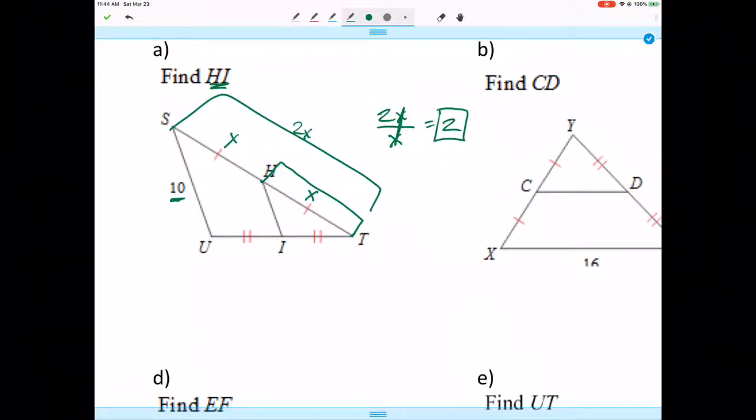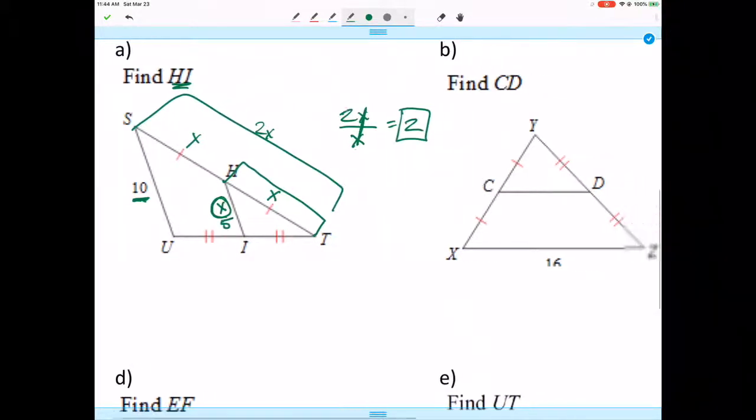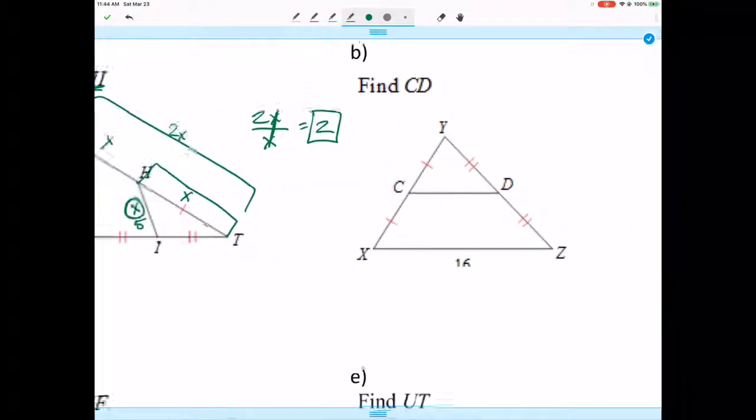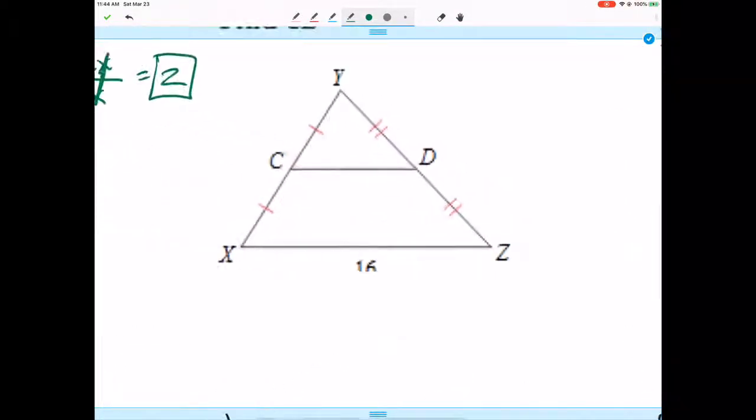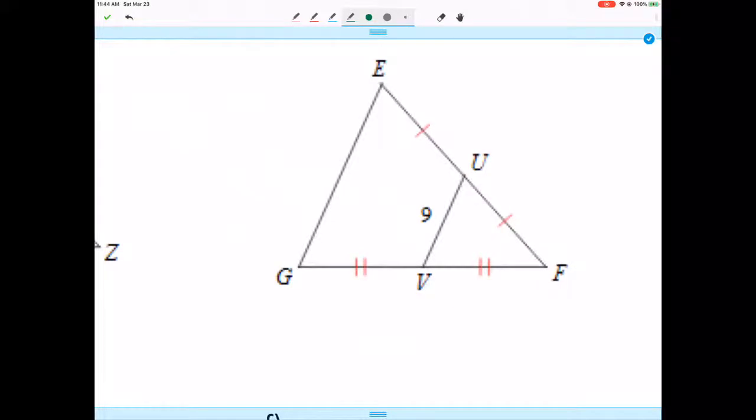So here this is 10. What does this have to be? It has to be 5. In all these, it's just going to be multiplying by 2. For example, here this is 16. How are we going to get this? Well, this is half, so this would be 8. If this is 9, this has got to be 18.